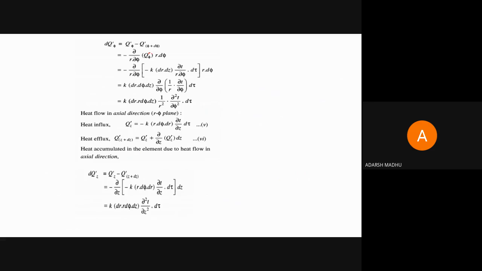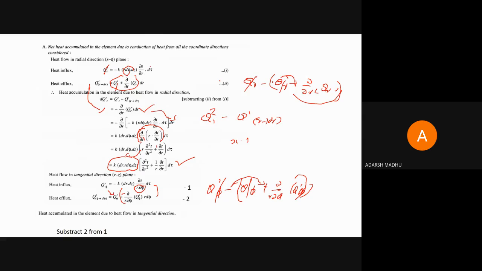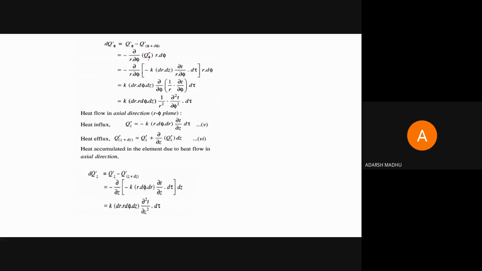So substitute for q dash of phi. What is q dash of phi here? We have taken minus k into dr dz of dou t by r dou phi, right? So substitute in the q dash of phi here: minus k of dr dz into dou t by r dou phi into d tau, okay, d tau into r d phi. That is simply this term, r d phi is coming.